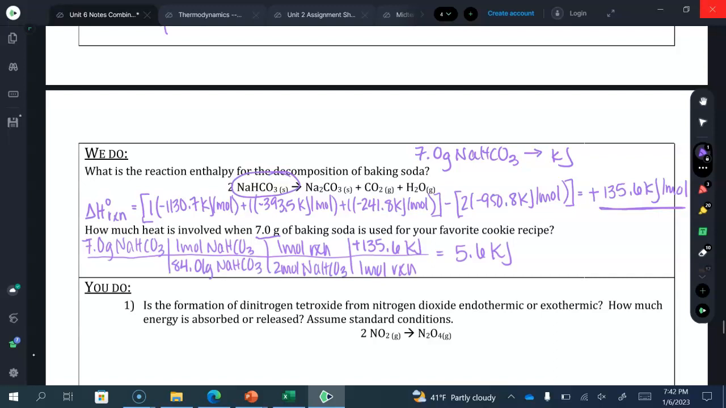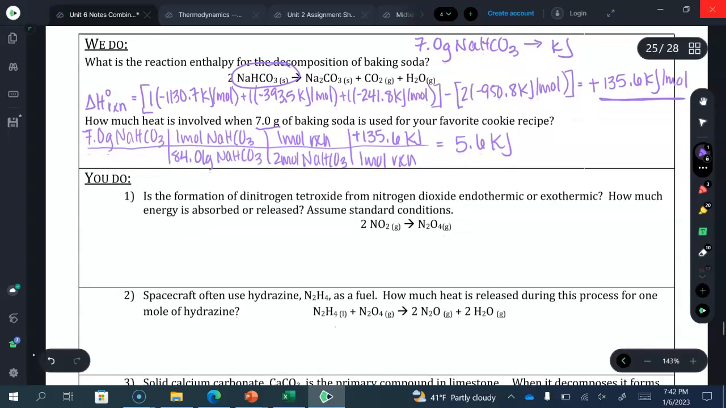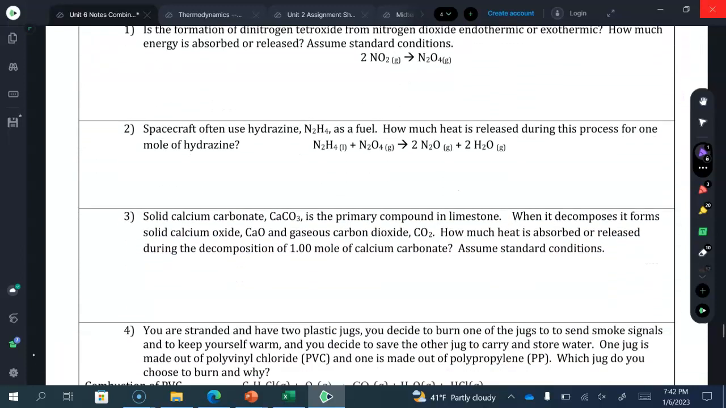Okay, so you're going to practice similar things. Make sure you have access to that appendix, and you're going to practice similar calculations in the You Do.